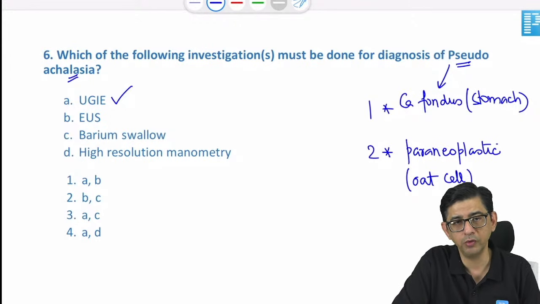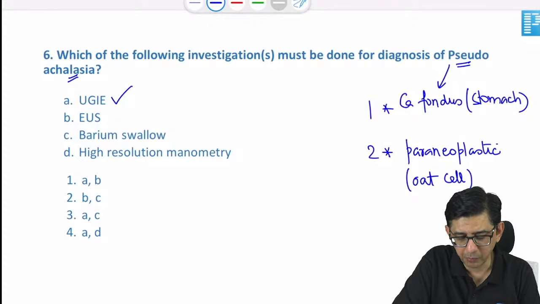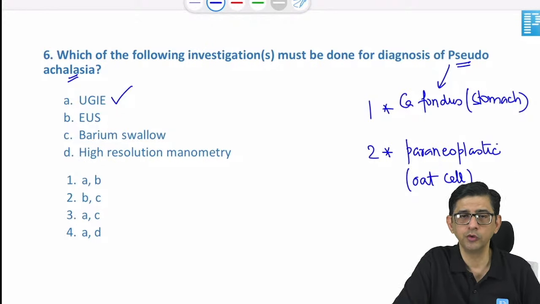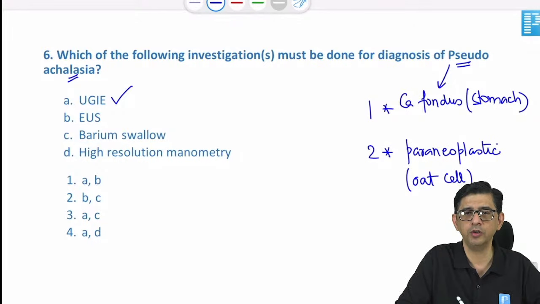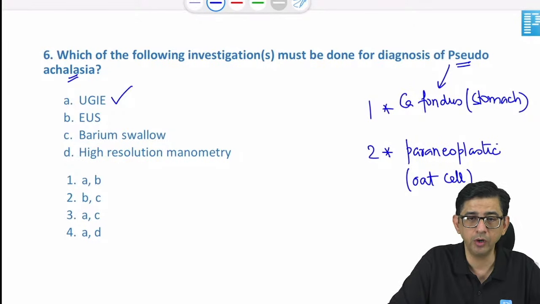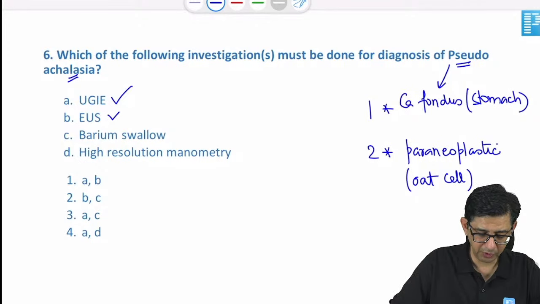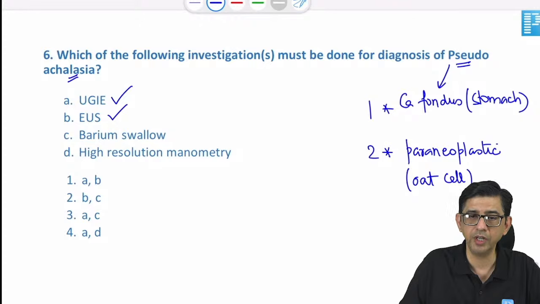So there are two close options, that is AB and AD. Option B is endoscopic ultrasound. If I'm doing an endoscopy and using an endoscopic ultrasound, it will help increase my diagnostic yield, because sometimes the tumor may not be very visible. The correct answer for this one is not A and D, because high resolution manometry in this patient would already have been done.